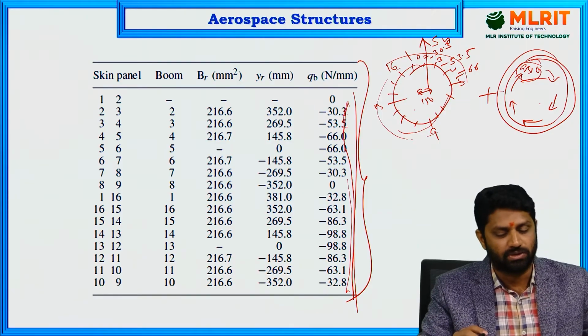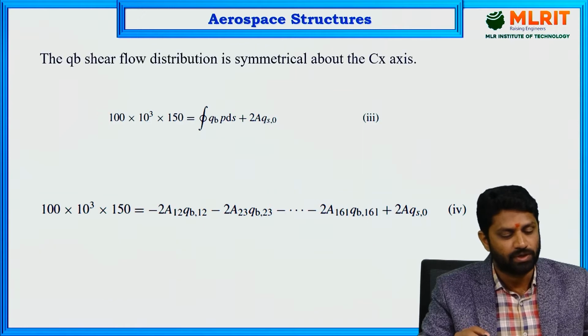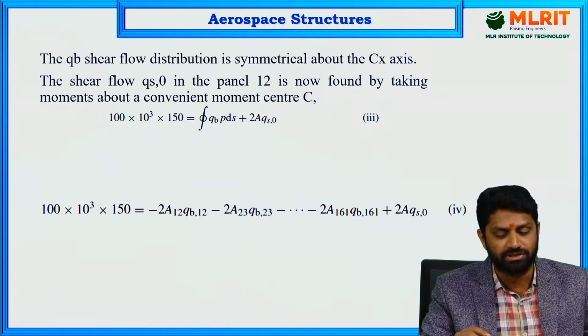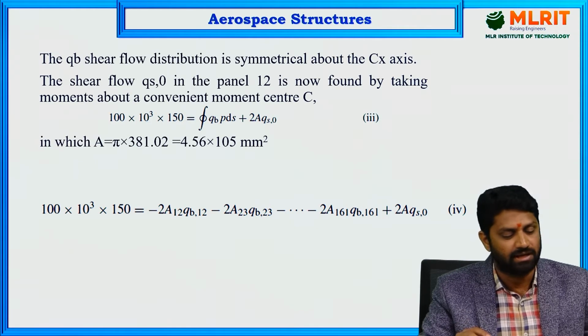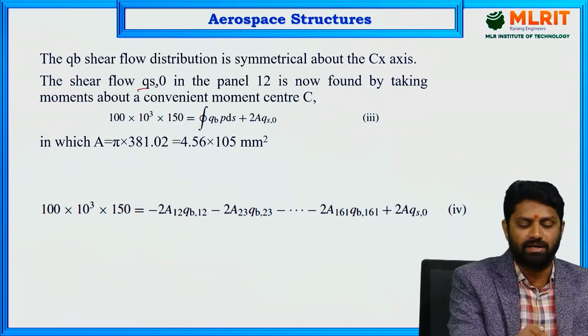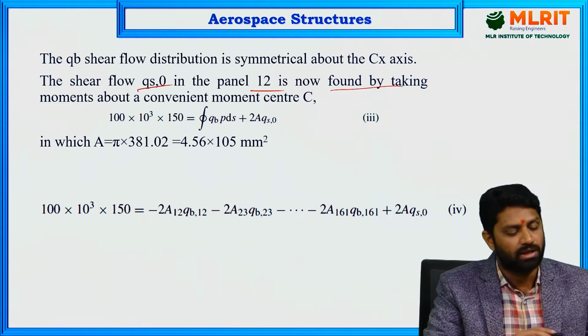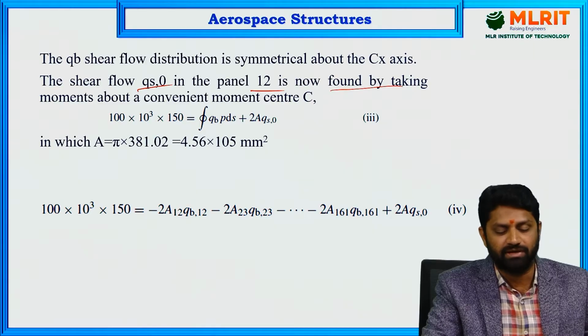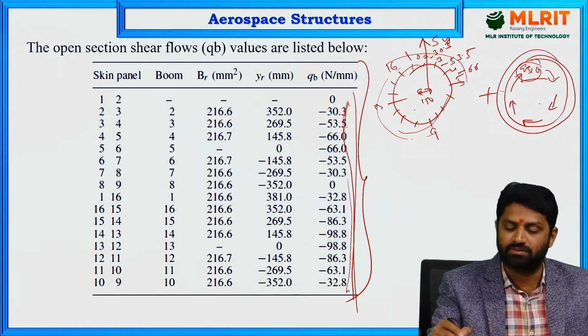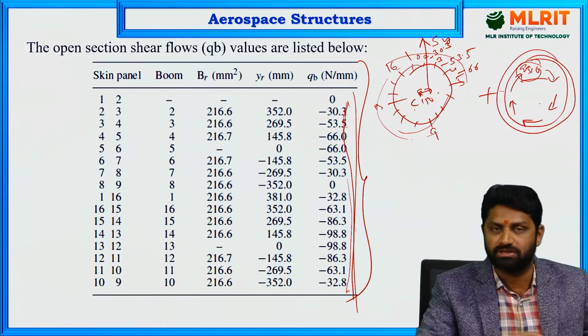So that is the procedure. Okay, so let's look into that. The QB shear flow distribution is symmetrical about the CX axis, and the shear flow QS0 in panel 1-2 is now found by taking moments about a convenient moment center C. So where is he taking moment? He is taking moment about this C, the centroid.